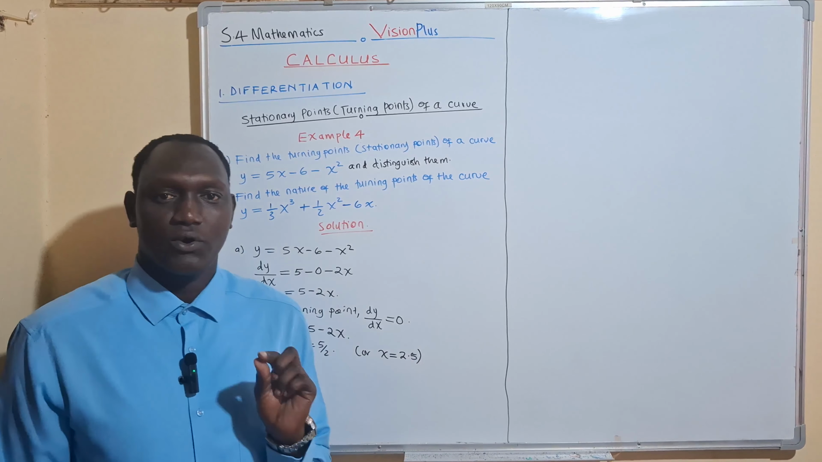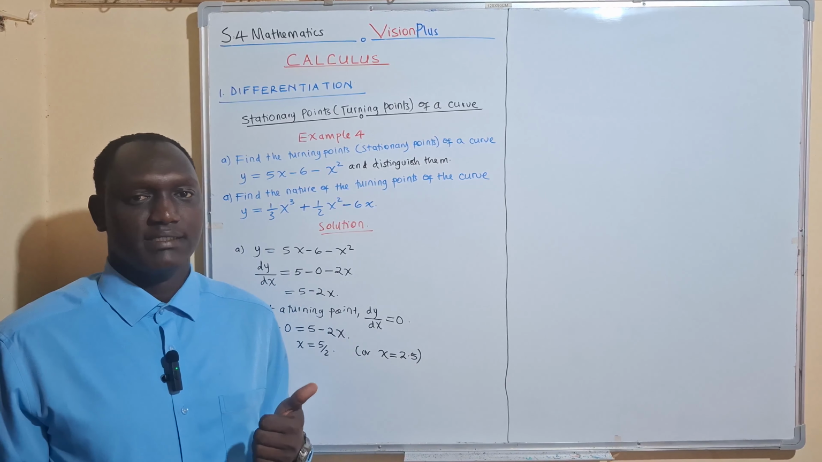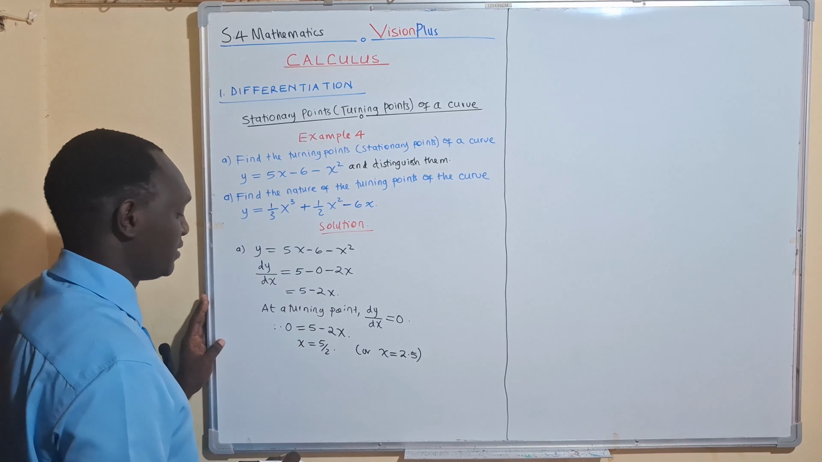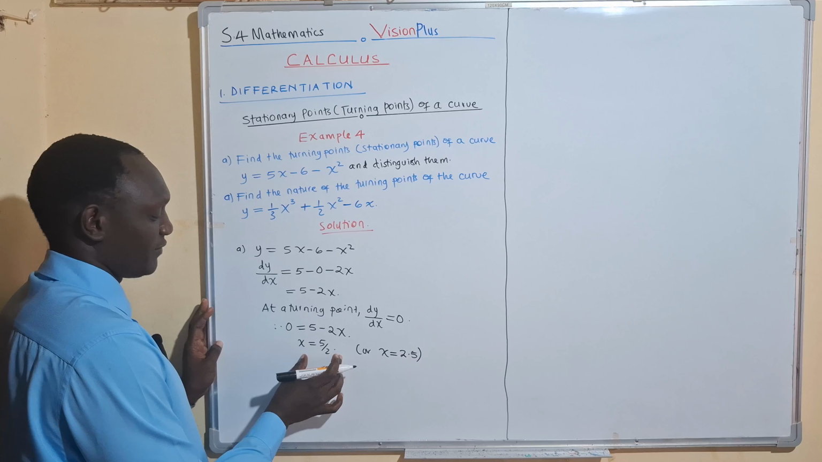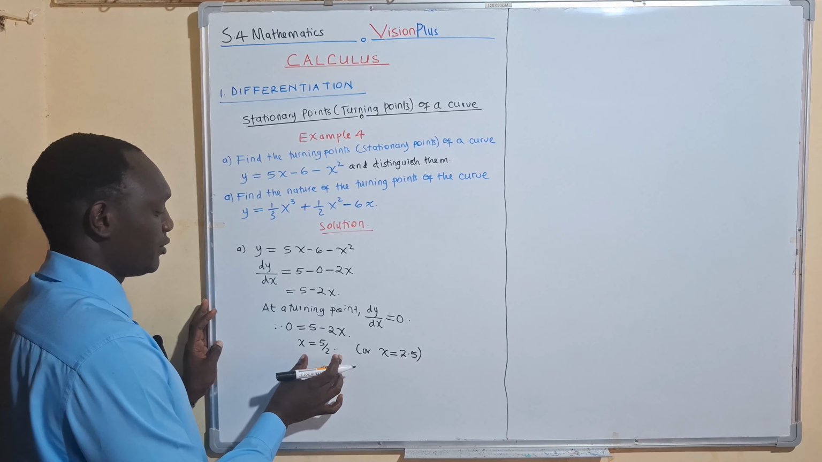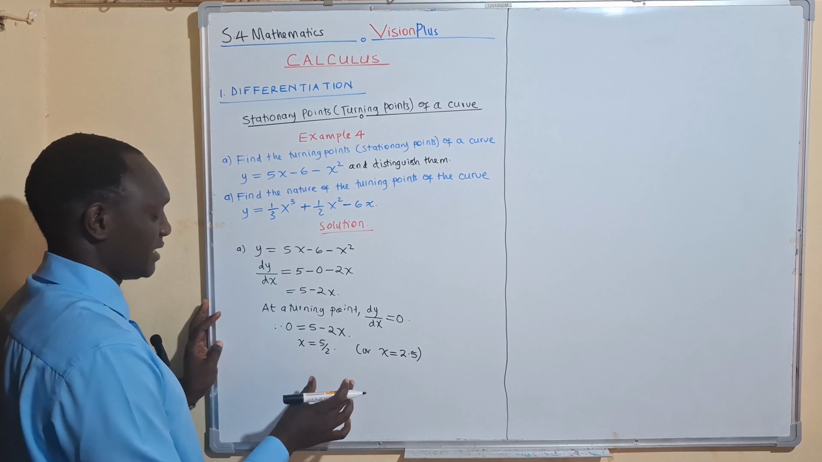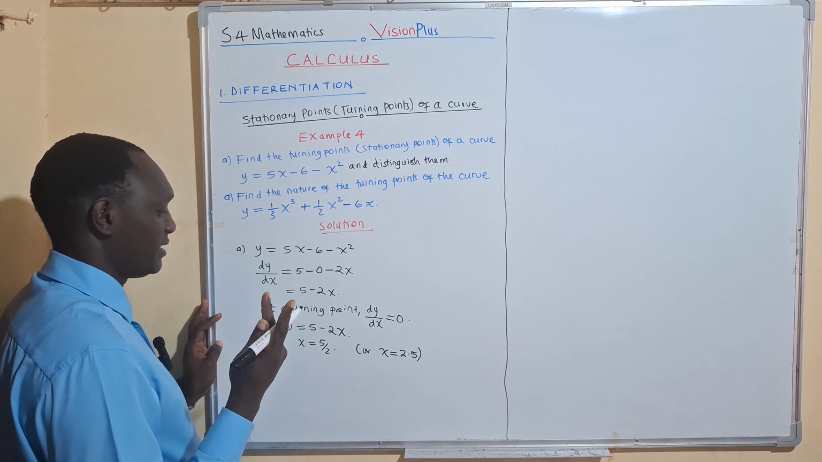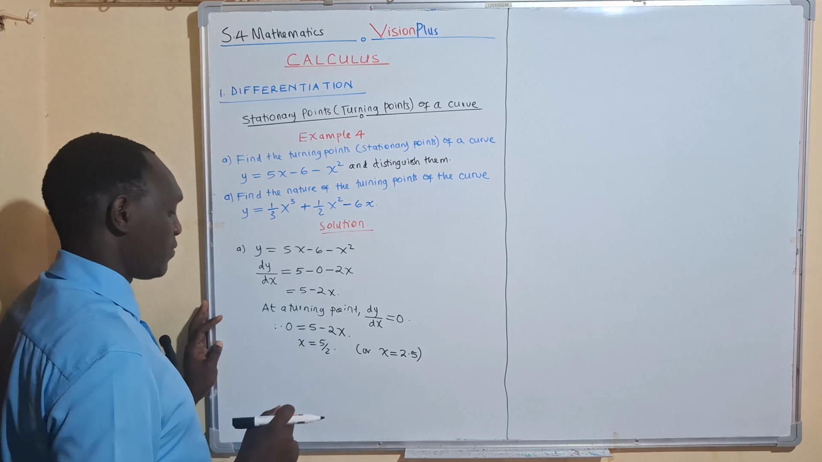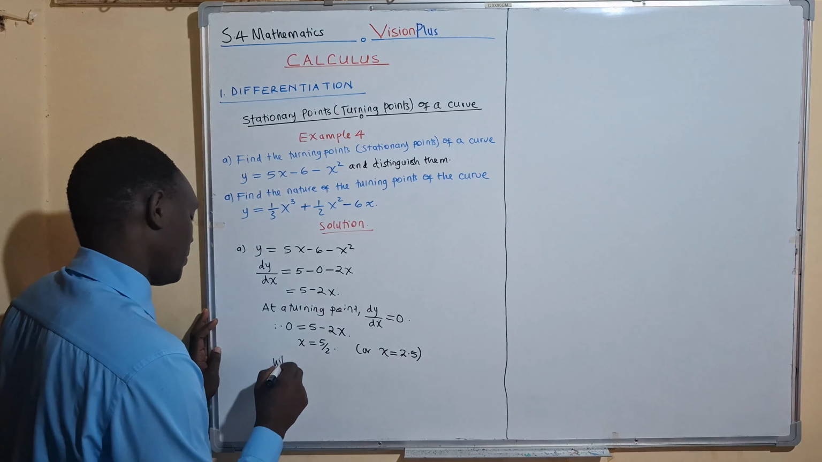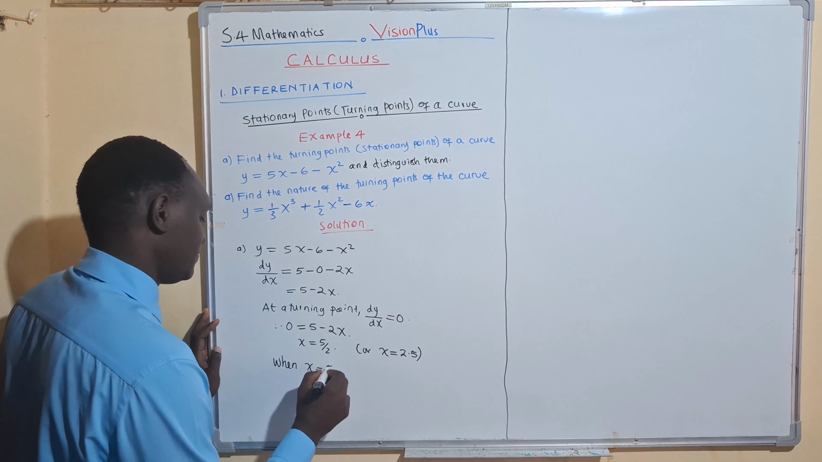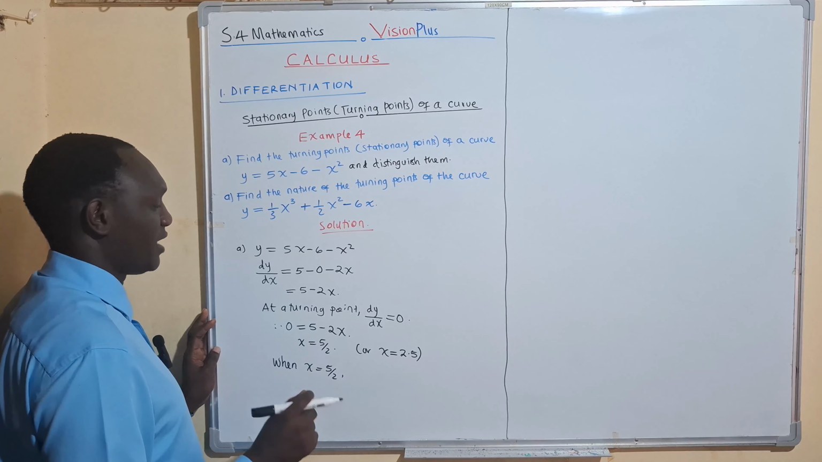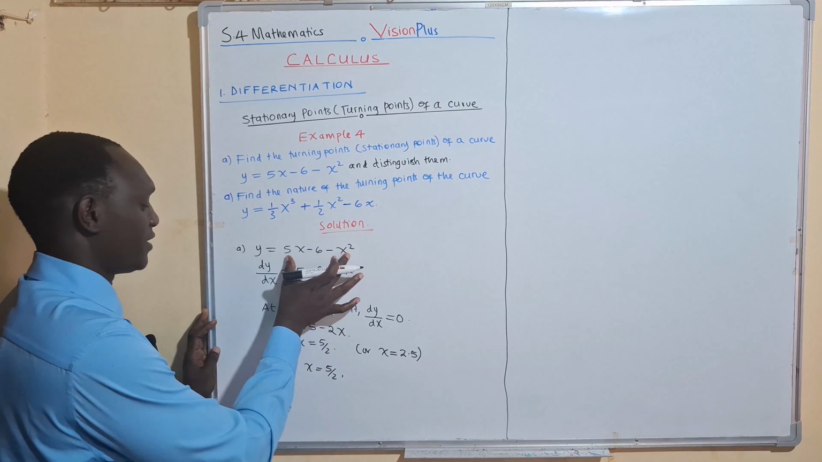Now, since we have only one value of x, it means there is one turning point of this curve. Now, this one is the value of x at the turning point. But remember, a turning point is a coordinate point. It has x and y. It should be a coordinate point containing the value on the x-axis and that on the y-axis. Therefore, when x is 5 out of 2, we need to get the corresponding value of y, so that we have a coordinate point. So you come back and use the equation of the curve.